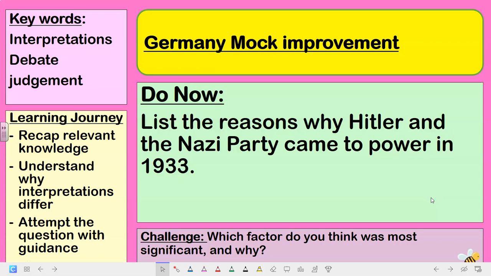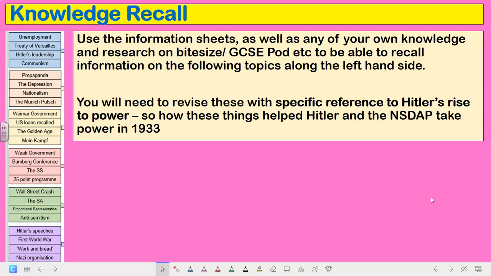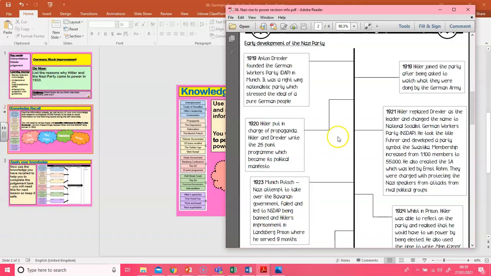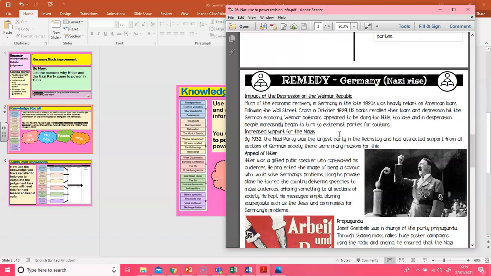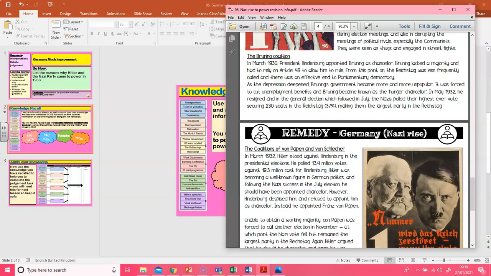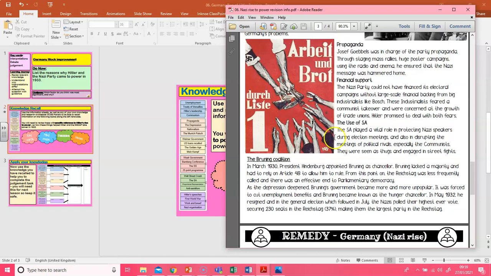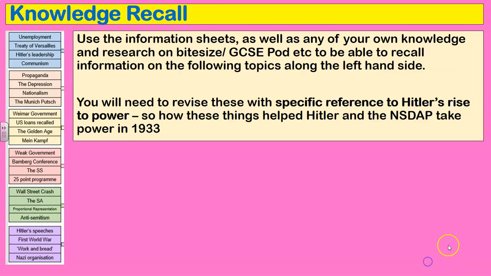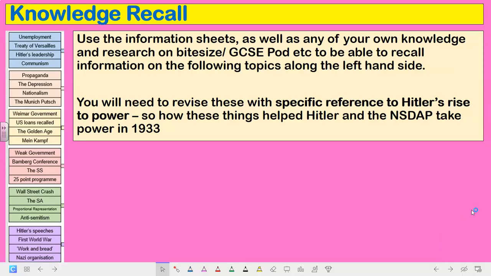more detail today. So your first task is to use the information sheets that I've attached. So it's these ones here. You might notice these from your Recall Remedy booklets. So they've got all of the information that you need, but you may want to use things like GCSE Pod or Bite Size just to go into a bit more detail if there are some areas that you're unsure on. So you're going to use those sheets as well as any of your own knowledge to be able to recall information on the following topics.